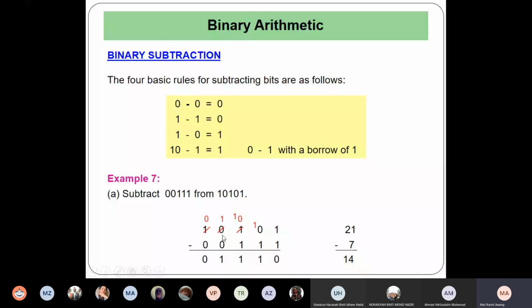Over here, you have 1. 1 subtract 0 is 1. This is 0 subtract 0 is 0. So the answer is 01110. If you want to check, you do it in decimal: 21 minus 7, so it's 14. So this is 14 in binary. Okay. Clear for this part?